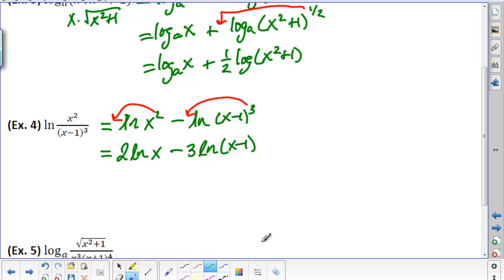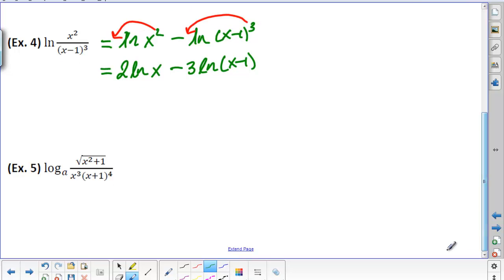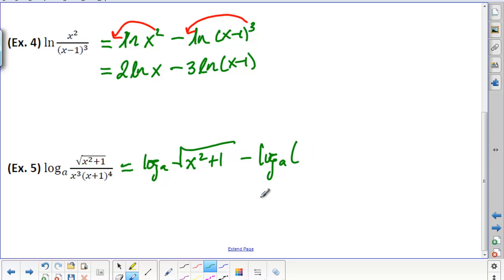Okay. Number 5, log base a of this whole thing right here. So we're going to start by breaking off the quotient as a difference. So that's log base a of the numerator minus log base a of that whole denominator.